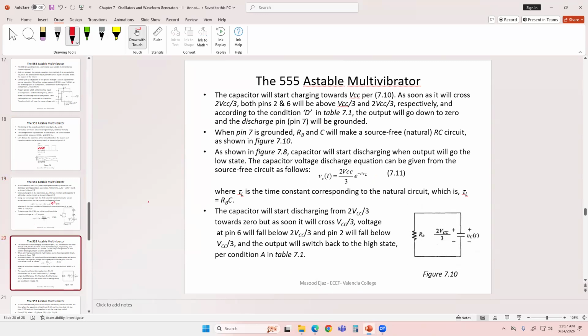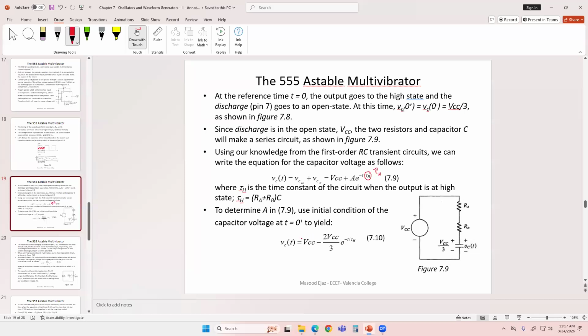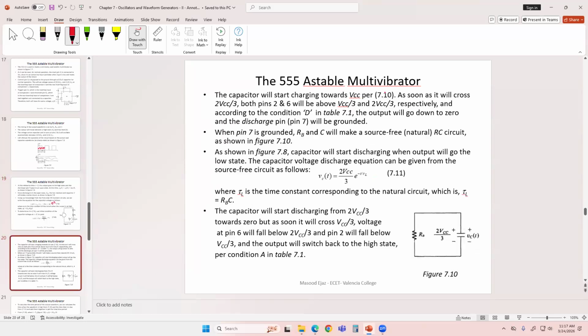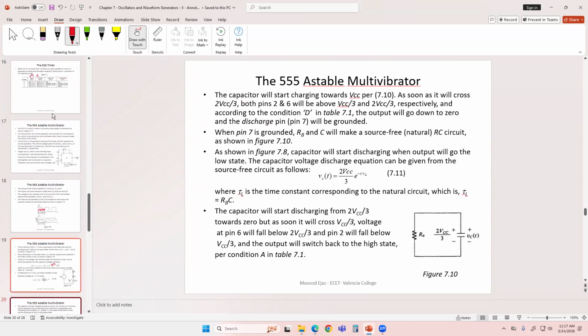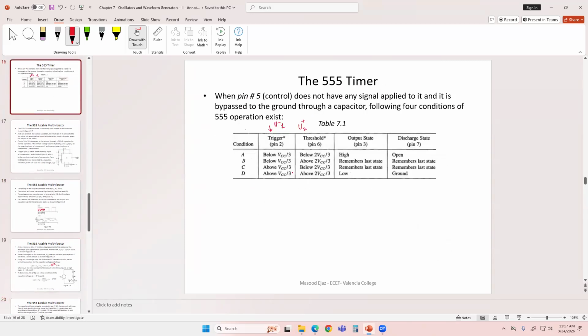So capacitor will start charging towards VCC as per our equation. This equation is going to start charging towards the steady state. As soon as it crosses 2 VCC by 3, both pins 2 and 6 will be above VCC by 3 and 2 VCC by 3 respectively. And according to condition D in the table, as we discussed, pin number 2 will be above VCC by 3 and pin number 6 will be above 2 VCC by 3. The output is going to go down to 0 and discharge pin is going to go to the ground level.